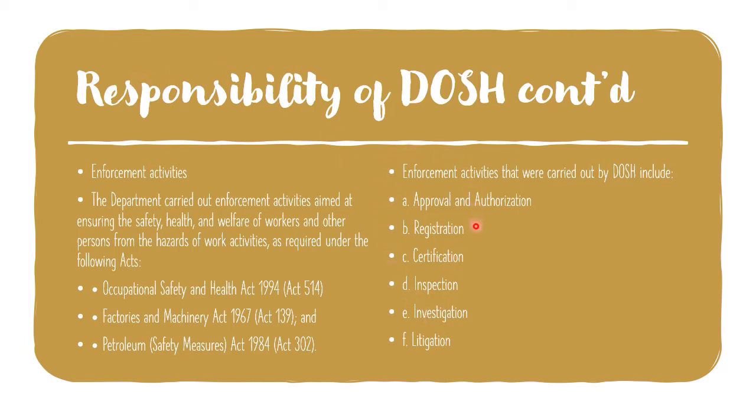These are some of the enforcement activities that are carried out by DOSH. They include approval and authorization, registration of companies, machinery, and also competent persons, certification of machinery and competent persons, inspection, factory inspection, machinery inspection, incident investigation, and also litigation.